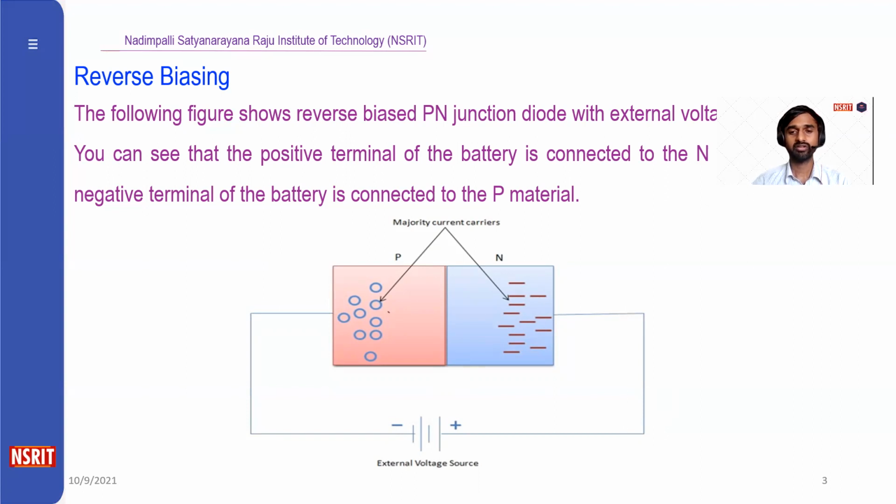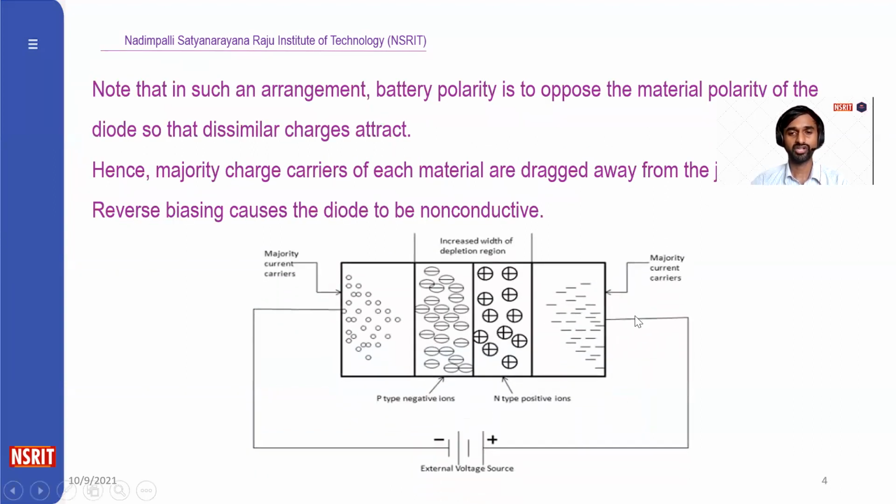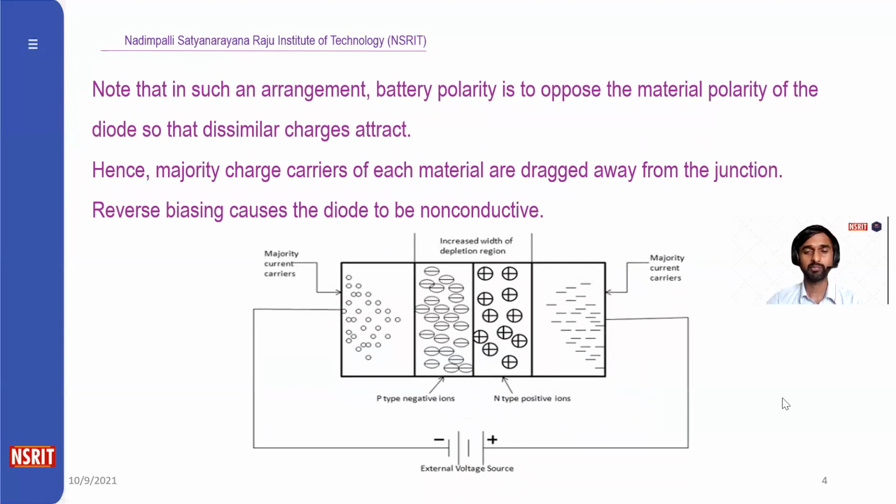And this results in an increase of the width of the depletion region, and the diode becomes non-conductive. Let us see the reason why the width of the depletion region increases.